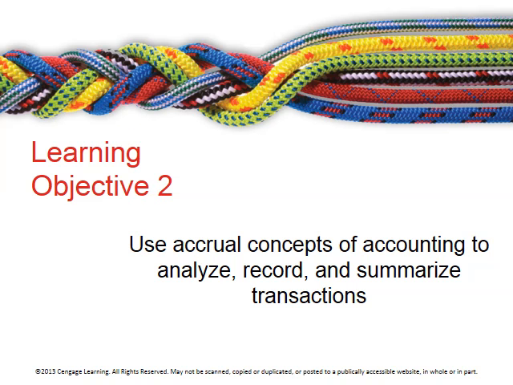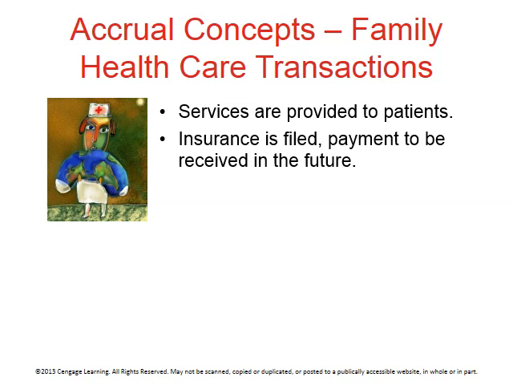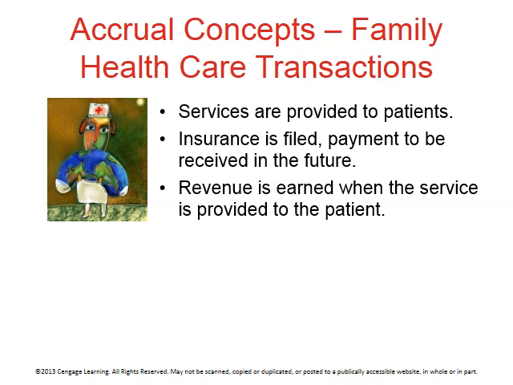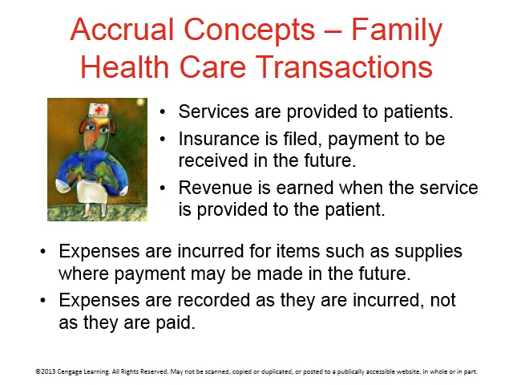So we're going to look at Family Healthcare. They're a healthcare organization. We provide services to patients. Third bullet's pretty important. Revenue is earned when the service is provided to the patient, not when the patient pays. Then if we look at the last bullet, expenses are recorded as they are incurred, not when they're paid. And that goes back to our accrual method of accounting.